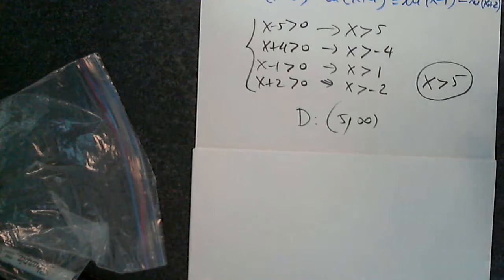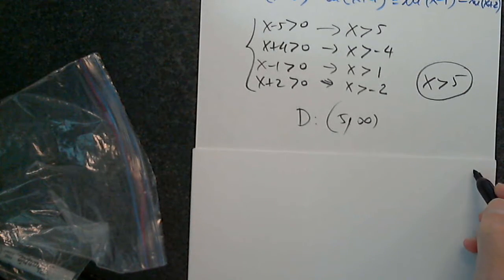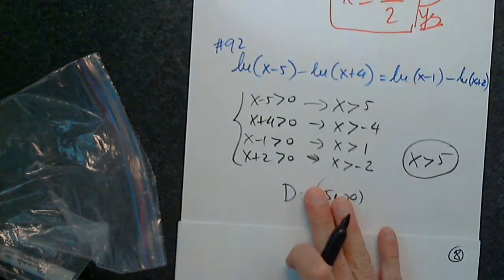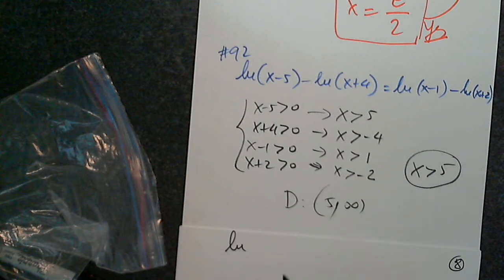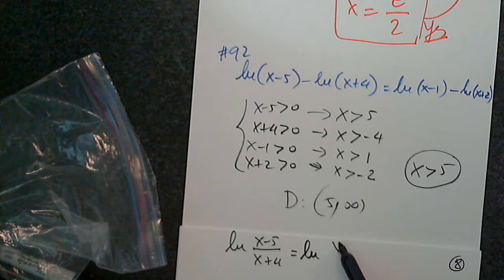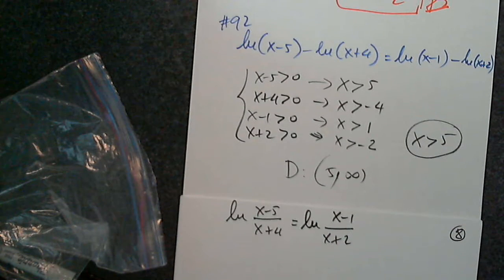Let's condense the right separately by themselves. The left-hand side, please. x minus 5 divided by x plus 4. Excellent. The right-hand side. So x minus 1 divided by x plus 2. Perfect. Very good. It has minus in front, it's coming from the denominator. It has plus in front, it's coming from the numerator.